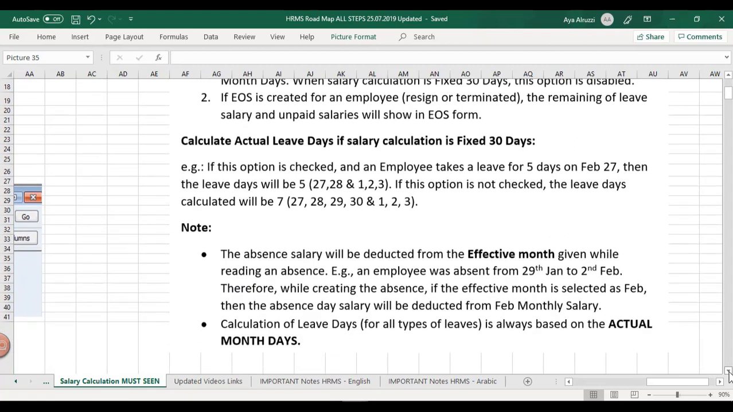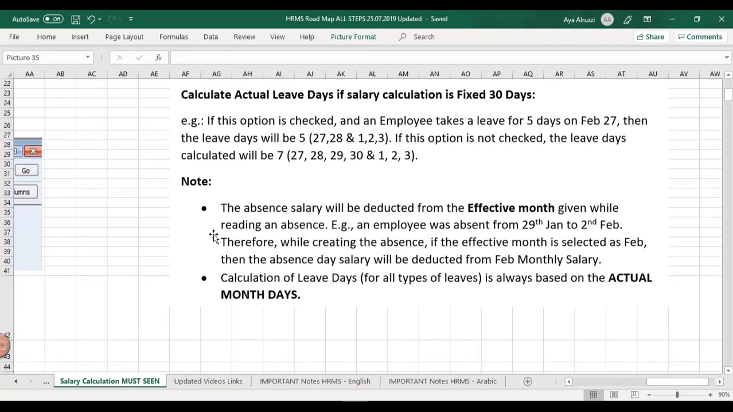Also, let's see here an example of how to calculate actual days if the salary calculation is fixed 30 days. So if this option is checked and an employee takes a leave for 5 days, let's say starting from February 27th, then the leave days will be 5 days, which are 27, 28, 1, 2, and 3. This is regarding the actual days. However, if it's not checked, the leave days will be calculated based on 7 days, which are 27, 28, 29, 30, 1, 2, and 3. So this is the difference between these two.